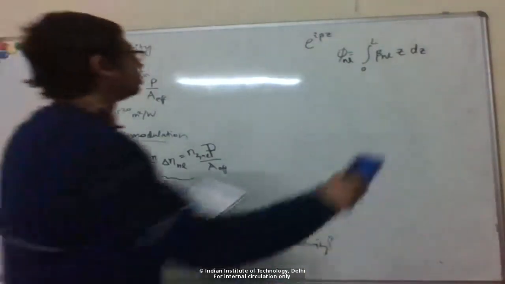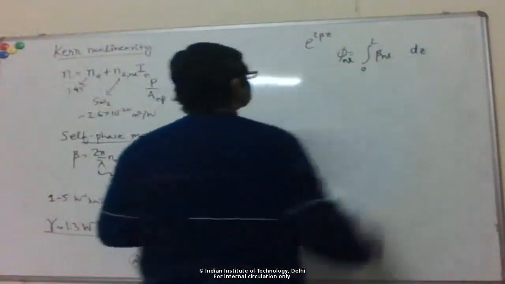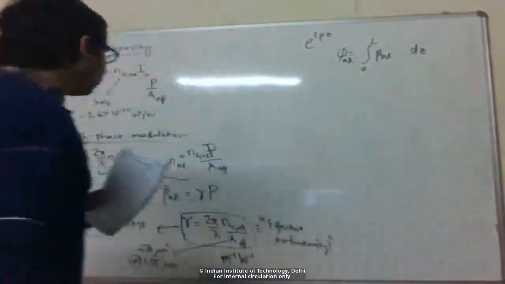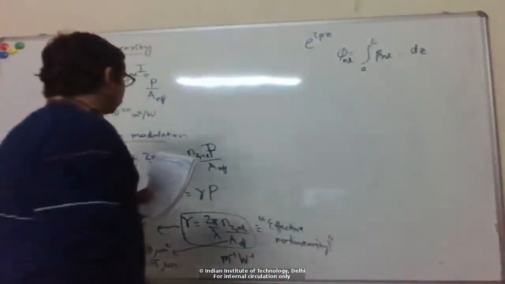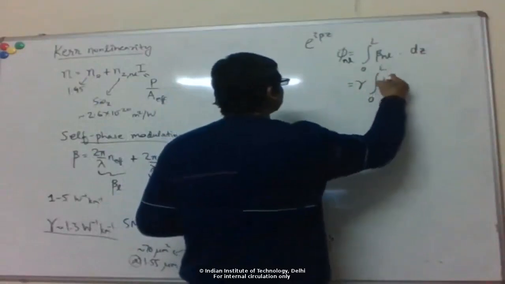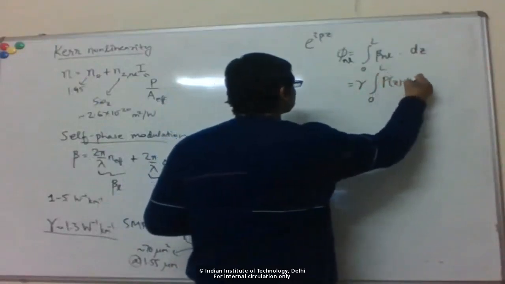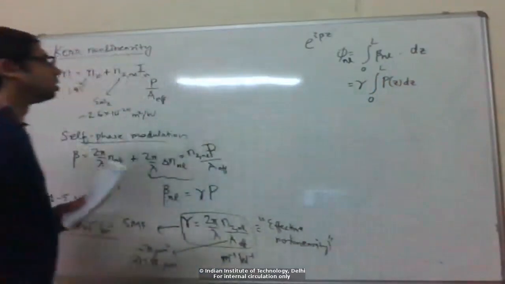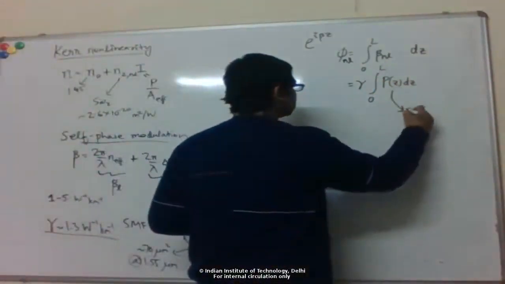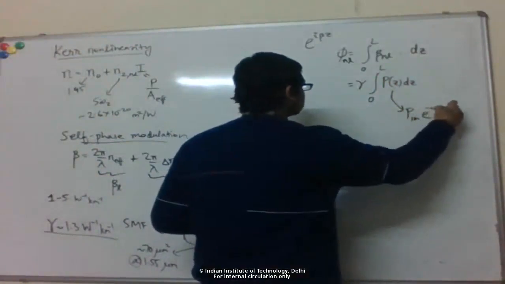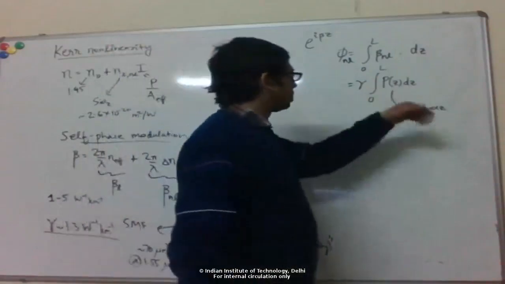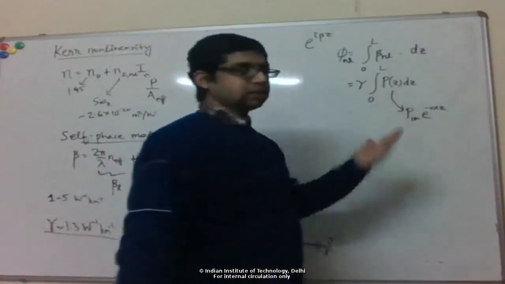Sorry, so, right, and so if you put this, gamma is a constant, so then here we have, right, and let's say we have linear loss, so an attenuation coefficient alpha, then the power will vary along the distance like this.